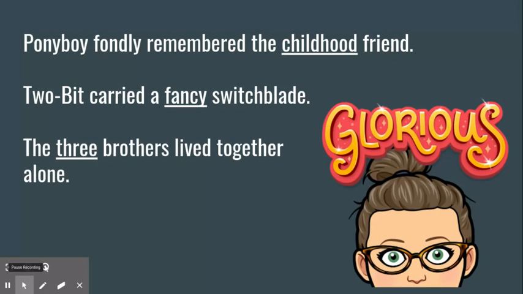Let's look at the sentences on the board. Pony Boy fondly remembered the childhood friend. Two-Bit carried a fancy switchblade. The three brothers lived together alone. What is the question being answered with the underlined words?